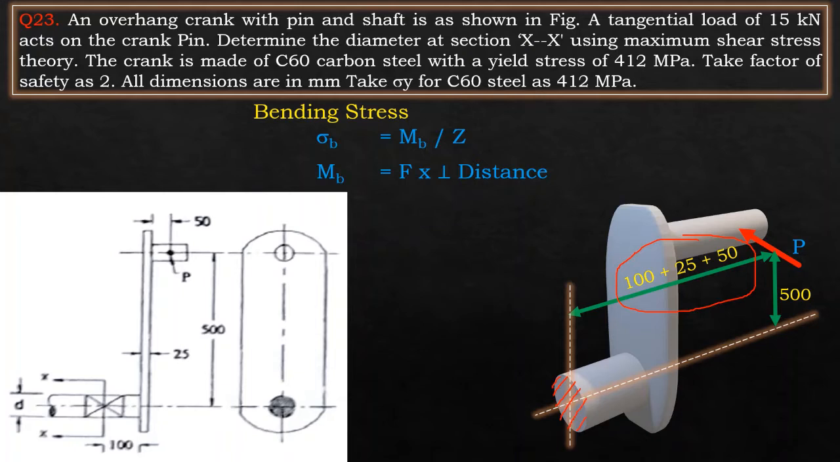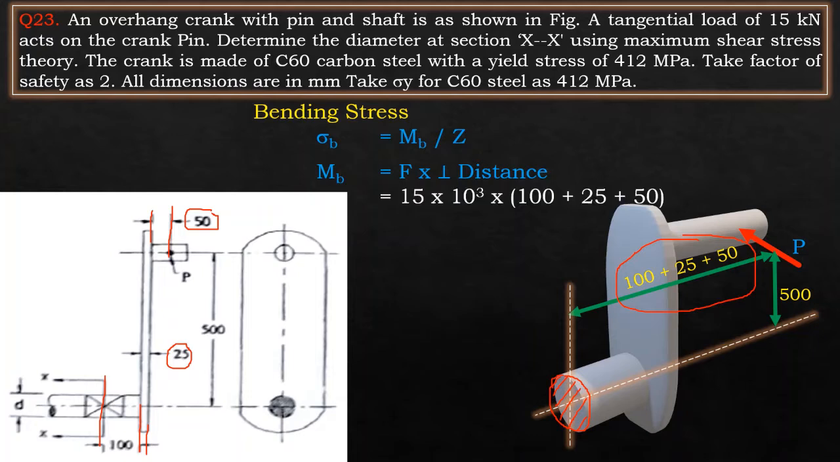Now 100 means from the section to the frame it is 100, and now the thickness of the frame is 25 mm, which is clearly given here. Now from the frame to the point of application of load it is 50 mm. Therefore we will be using the value of 100 plus 25 plus 50 mm to determine the perpendicular distance. I repeat, the perpendicular distance is nothing but the distance which is perpendicular to the cross section till the point of application of load.